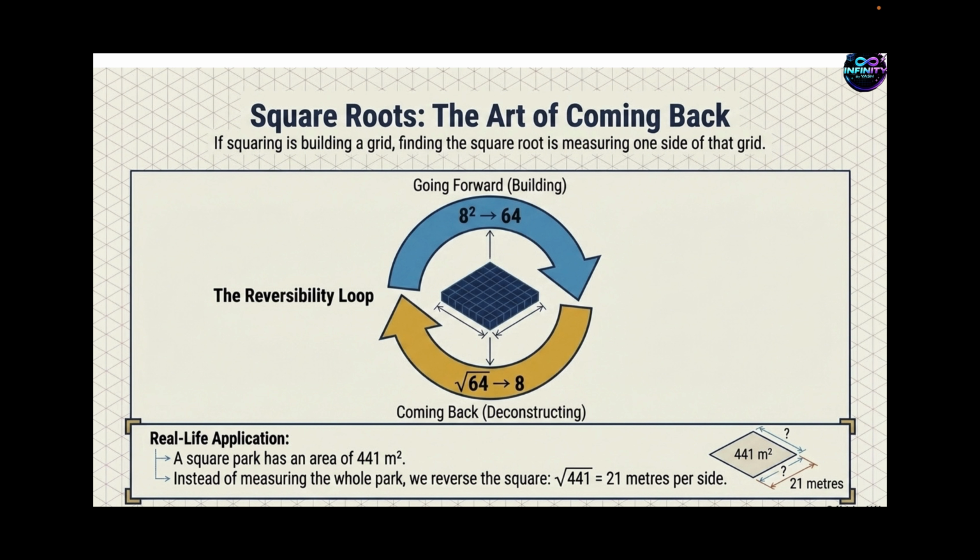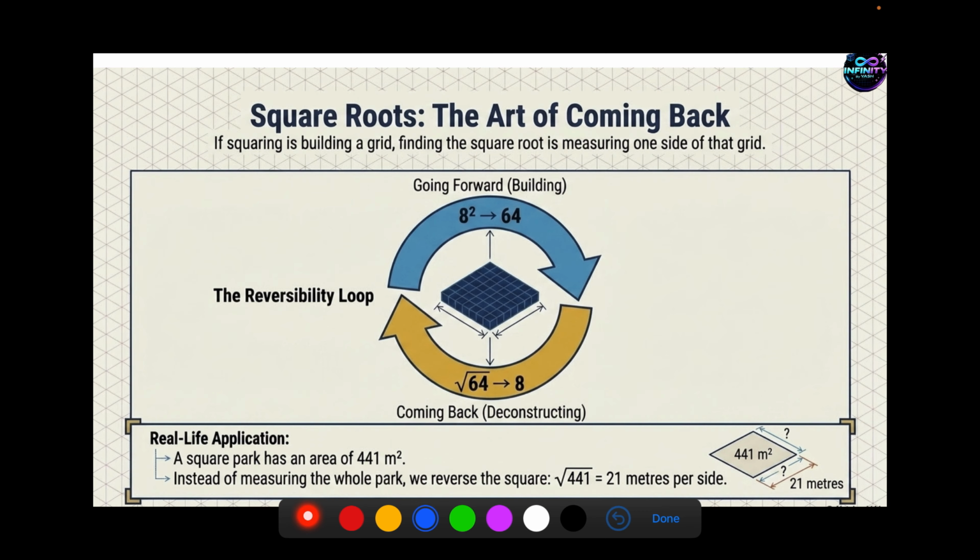See, square root is an art of coming back to the square number. If squaring is building a grid, finding the square root is measuring one side of the grid. Look at the diagram. When we move forward, 8 becomes 64. That is, 8 times 8 is 64. 8 squared is 64. This is called squaring. Now we reverse the process. We start with 64 and ask which number creates this. The answer is: the square root of 64 is 8. This reverse journey is called square root.